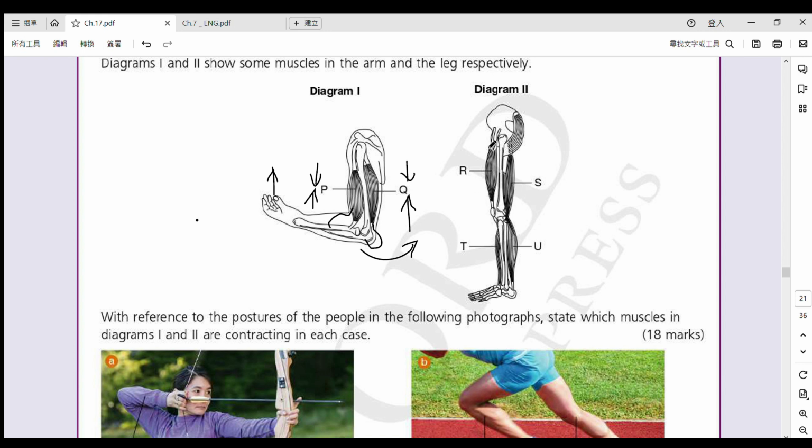Alright？好啦，喺 R 呢度，where is the tendon? It's joining here. T, where is the tendon? It's joining here. U, where is the tendon? It's joining here. S, where is the tendon? It's joining here. Okay, so once again, very easy.